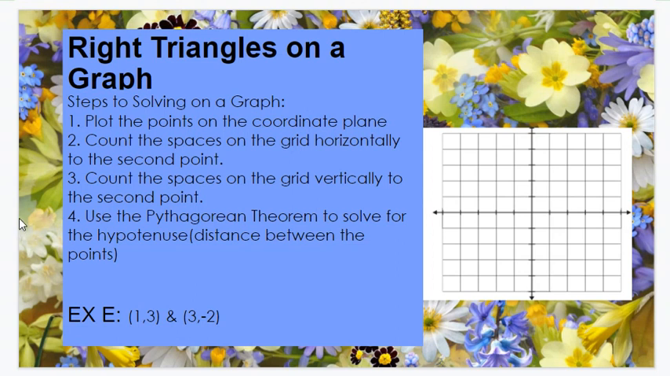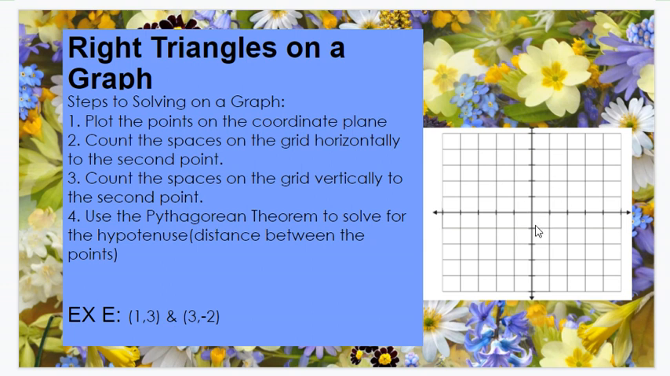Now let's find the distance between 2 points in a coordinate plane using the Pythagorean theorem. In this example E, it gives us the points (1, 3) and (3, -2), and they want to know the distance between these 2 points. So the first thing we're going to do, step 1, is plot the points.